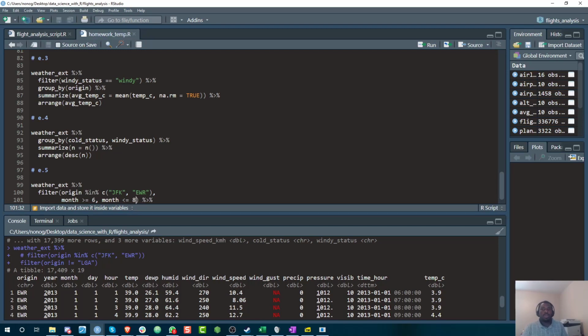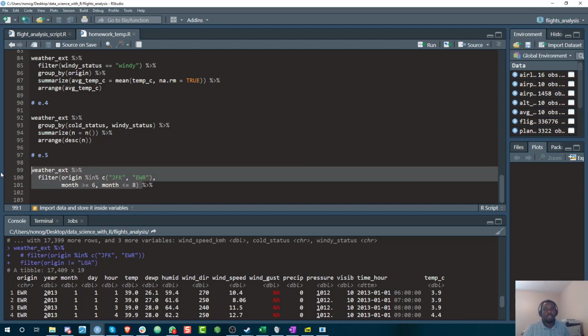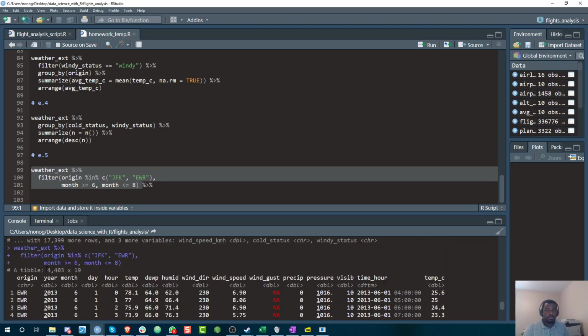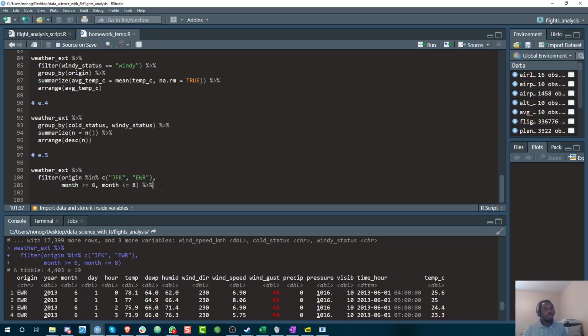I can do this. Or I can just add the in as well, that'll be perfect. Okay, so let me run this. Okay, so now it's brought everything down to about 4,403. And average wind gust in the summer month. So which weather station? We need it for each of the weather stations. So we need to group by origin, because we want the summary statistic to be for each of them.